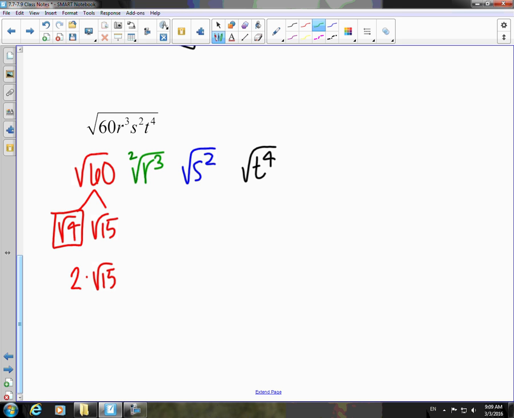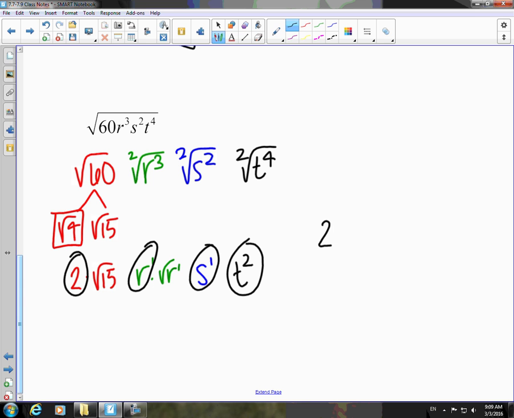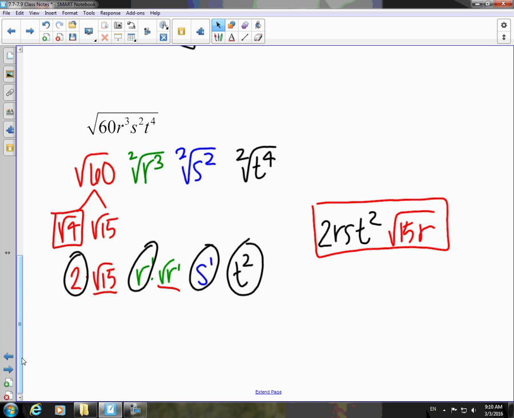Now r to the third means one group of r's can come out, and then 1 is left inside. So one group of 2 with a remainder of 1. Again, I'm looking for how many times 2 goes into 2, and that is 1 whole time. And then how many times does 2 go into an exponent of 4? And that's 2 times with no remainders. So to put all of my outside values without a square root together, that gives me 2rs t squared. And then what's left inside the square root is the square root of 15r. Okay, so lots of pieces of information. Just keep referencing that original list and break it down piece by piece.